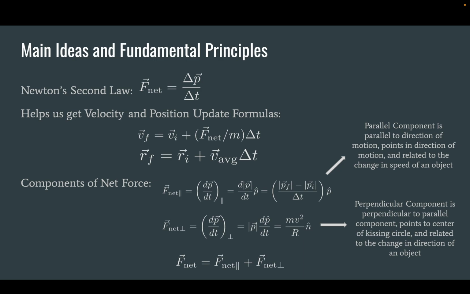Next is the components of the net force on an object. There are two: the parallel component, which affects the change in speed of an object, and the perpendicular component, which is related to the change in direction of an object. Adding these components together gives us our total net force.